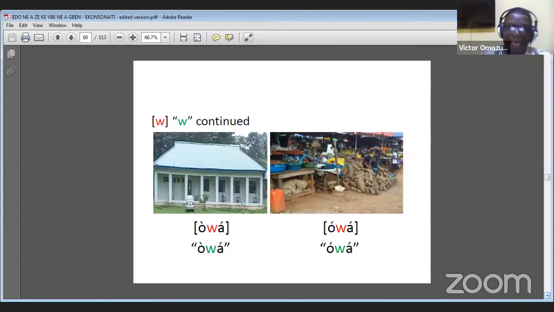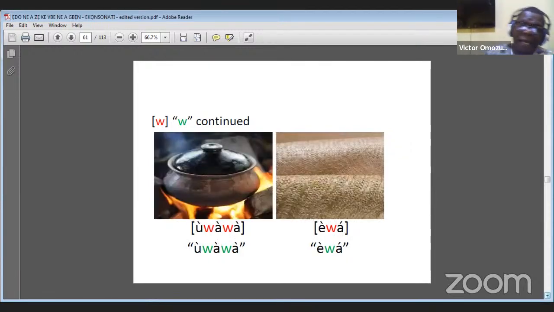Owa, that is house. And then Owa, that's market stores. You can see it on the picture, differentiated by these posts there to represent each store of a market woman or man. Owa, different from Owa. We have there Uwawa. So you can see the picture of Uwawa there.